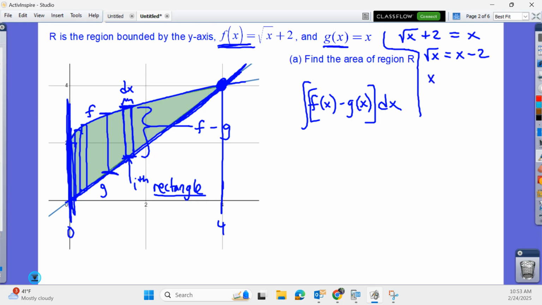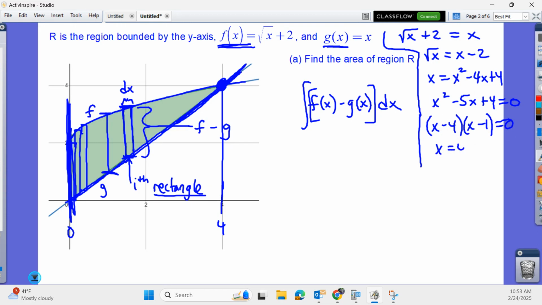So when we square that, we're going to get x on the left side, and on the right side, you get (x minus 2) quantity squared, which is x squared minus 4x plus 4. And then we're going to bring the x over, so we're going to have x squared minus 5x plus 4 equals 0 when you subtract the x over. And then you can actually factor, you get (x minus 4)(x minus 1) equals 0, so x equals 4 or x equals 1. x equals 1 is an extraneous solution here.